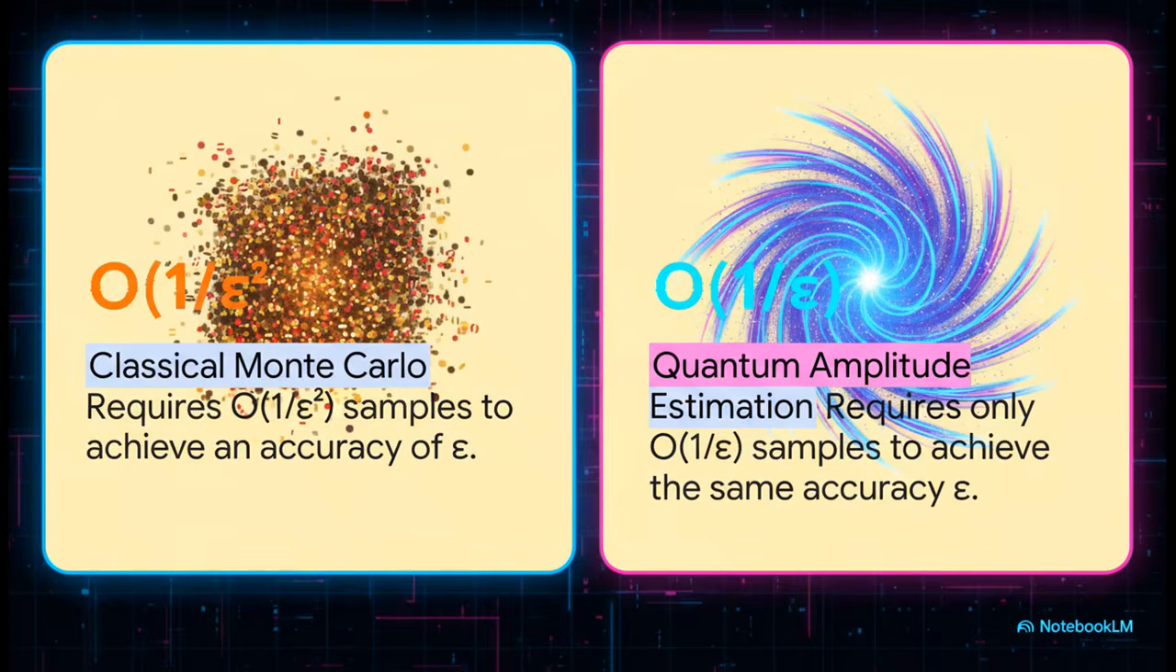And this right here is the math behind that superpower. To get a certain level of image quality, let's call it epsilon, classical Monte Carlo needs a number of samples proportional to 1/epsilon². But QAE gets that same accuracy with samples proportional to just 1/epsilon. That's what we call a quadratic speedup. And believe me, in computer graphics, that is a huge, huge deal.